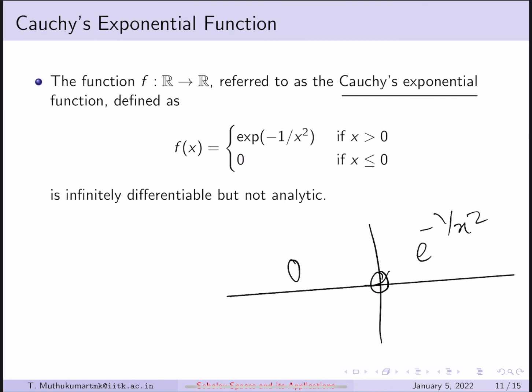This behaves like x power, so 1 over x square is always positive, so minus of that is negative, which behaves like e power minus 1 over x. Okay, and that is infinitely differentiable, and this is not an analytic function as we have already seen. So this is one example.